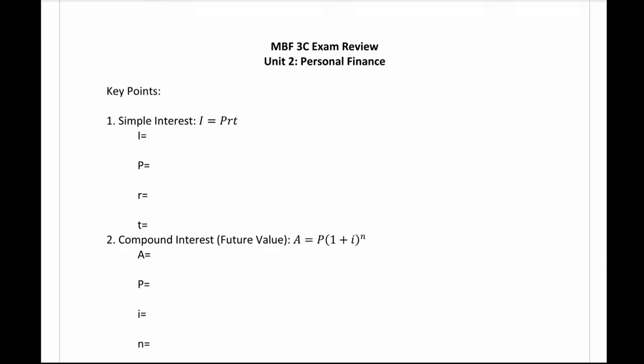So the first equation we looked at is simple interest. Simple interest was the formula I equals PRT. I represented the interest earned or owed, depending on what the situation was. P represented the principal, which is the initial amount, or your starting value. So basically how much you're starting with or how much when you're saving.